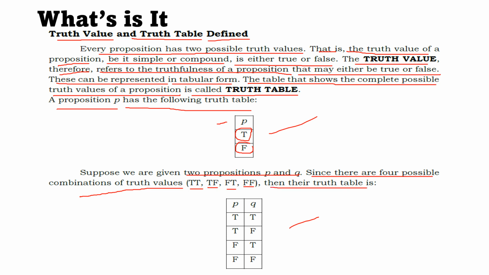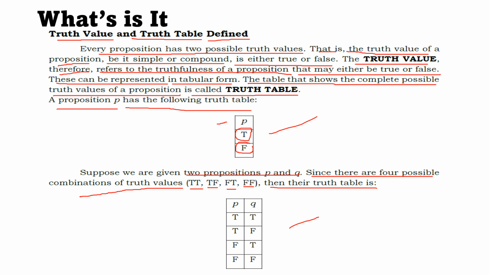Then their truth table is. So we simply use this truth table as a guide, no? Your truth table will serve as a guide for us to visualize, we can easily visualize, no, what will be the true value once we are asked to combine two or more propositions using your logical connectors. So that's how we deal with your truth value and your truth table here in this module.